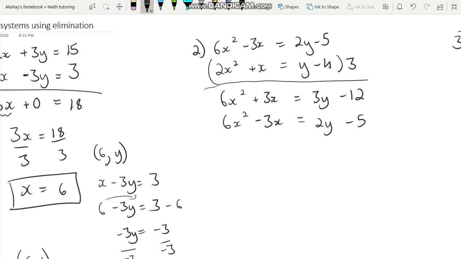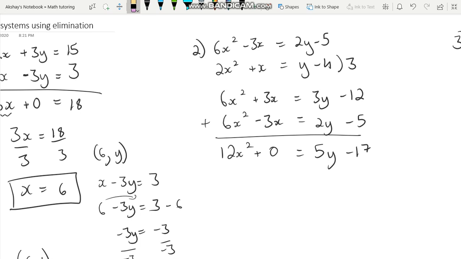Now I see that I have a plus 3x and a minus 3x, which I can of course get rid of at this stage. So now this would be 0. But add both of these together. So I have 12x squared plus 0 is equal to 5y minus 17. Okay, I don't think this works out this way.